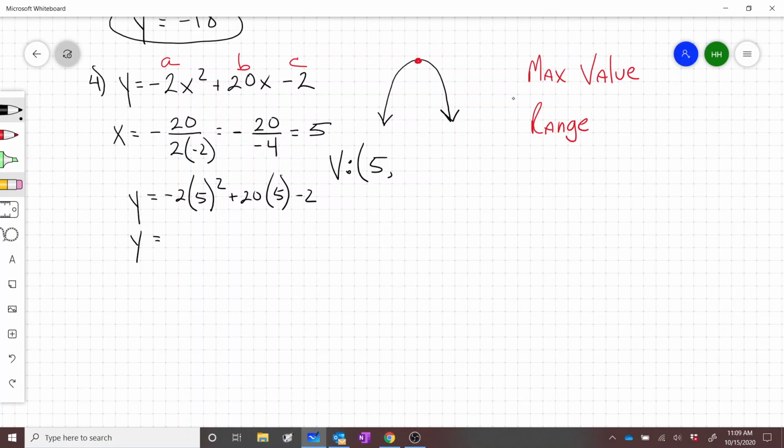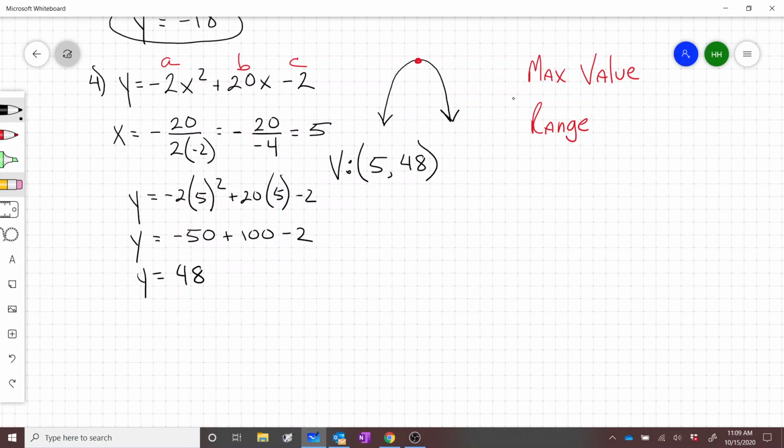5 squared is 25 times negative 2. It's negative 50 plus 20 times 5 is 100 minus 2. So negative 50 plus 100 minus 2, and y equals 48. So y at the vertex is 48.